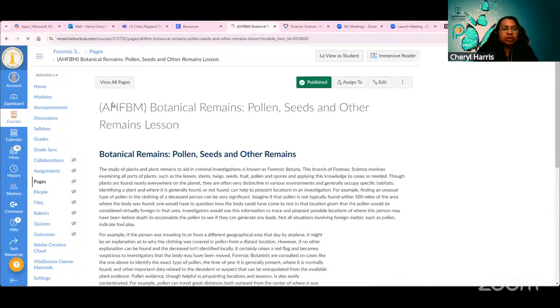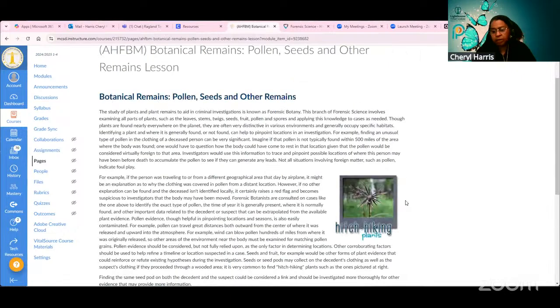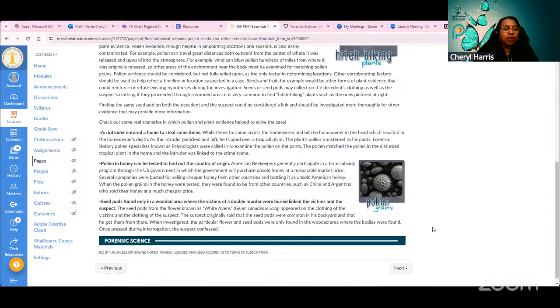Again, know what botanical means. These are the real ones. They're not the synthetic ones.